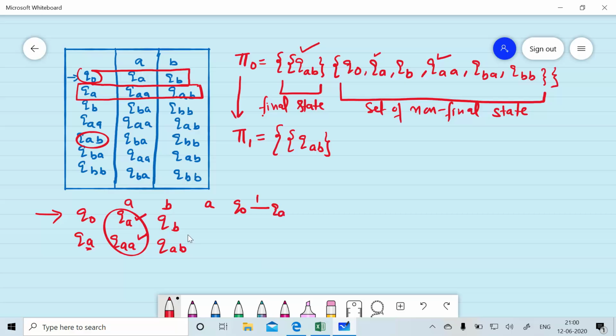Now we will check under B. Under B, from Q0 we are moving to QB, and from QA we are moving to QAB. Now we will check whether they are equivalent or not. QB belongs to this set and QAB belongs to a different set. So we will say under B, Q0 and QA are not equivalent. So ultimately we can say that Q0 and QA are not one equivalent.